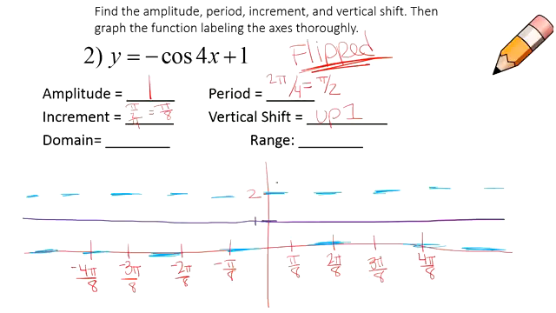Okay? We are doing a flipped cosine. So normally he would have started up here, but he's not. He's going to start down here. And then he's going to cross over here in our midline, bounce up here, cross over here, and bounce down here. Same thing. Cross, bounce, cross, bounce.